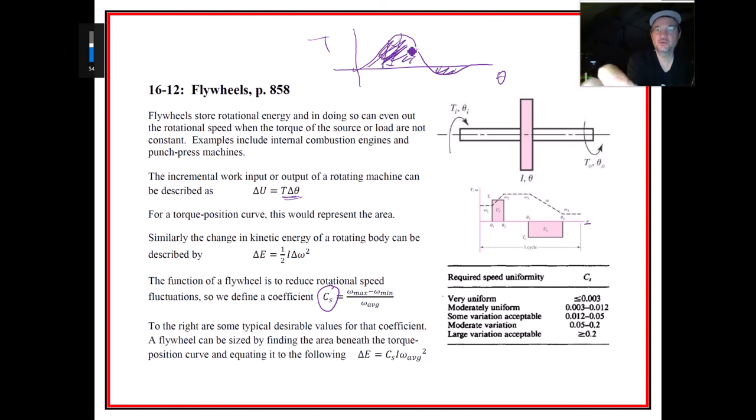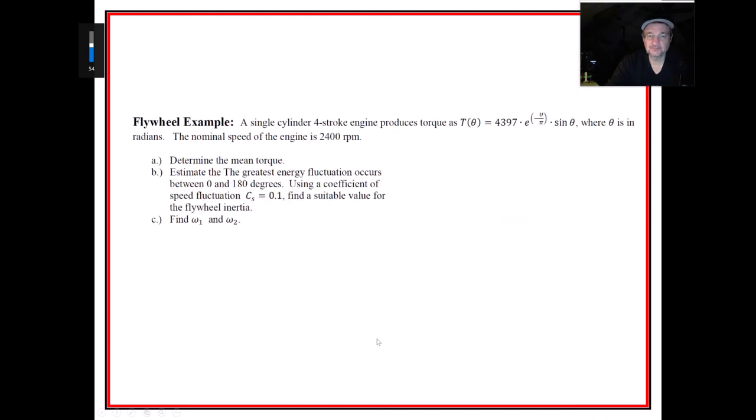So we'd get the energy difference: we'd integrate the energy in the top, integrate the energy in the bottom, and see what those differences are. Then we see what the average rotational velocity is, and our desired CS is going to help us decide how big this I needs to be. That's the big idea. Without going any further into that, I'll see how long this video is.